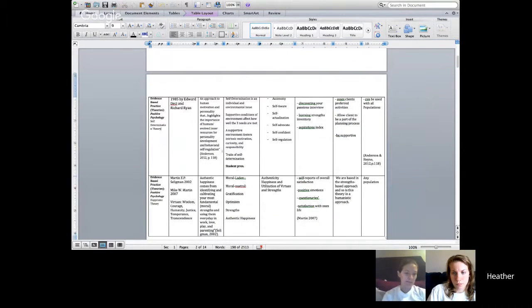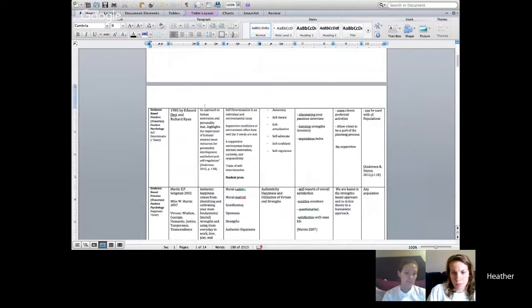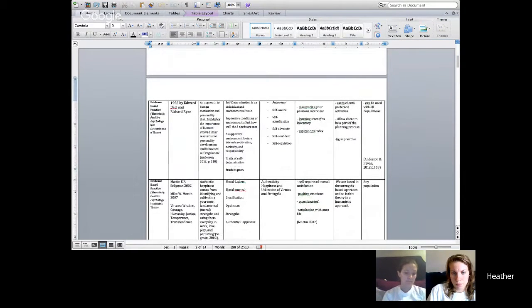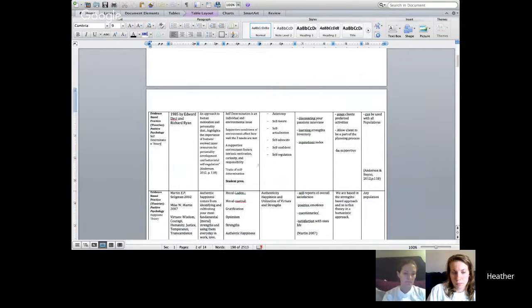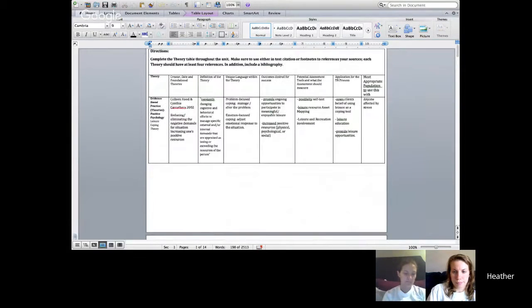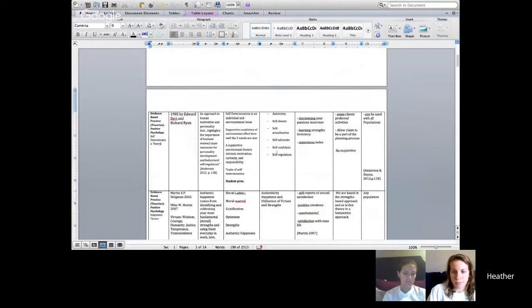And so this is the founders. That is the definition of the theory. So it's human motivation and personality that highlights the importance of humans' evolved inner resources for personality development and behavioral self-regulation. The unique language within the theory is just like self-determination and different things like that. Outcomes are autonomy, self-aware, self-actualization, self-advocate, and so on.